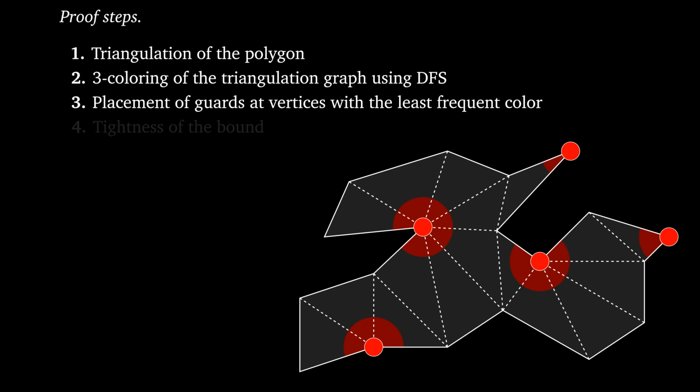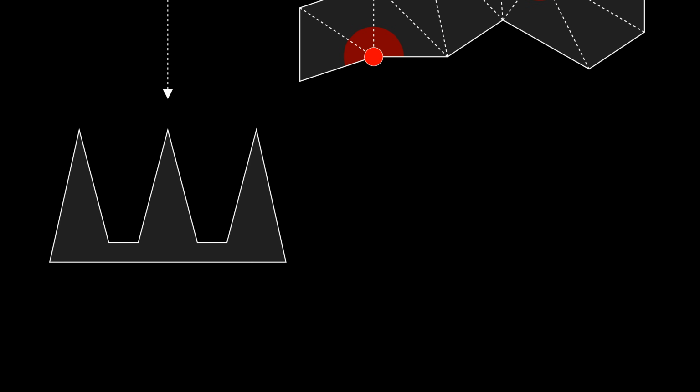In the last step we have to show that n divided by 3 rounded down many guards are sometimes actually necessary to guard a simple polygon. There is basically one class of polygons for which you will need that many guards, and they look like this. This polygon consists of 9 vertices and has 3 spikes. These are constructed in such a way that you actually need as many guards as there are spikes to fully guard the polygon. Moreover, n over 3 many guards are not only sufficient but also necessary for polygons like this.